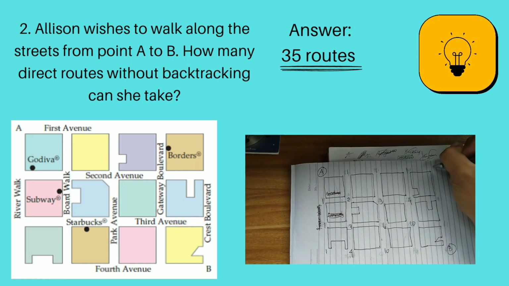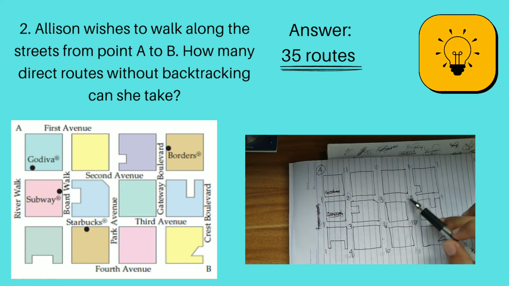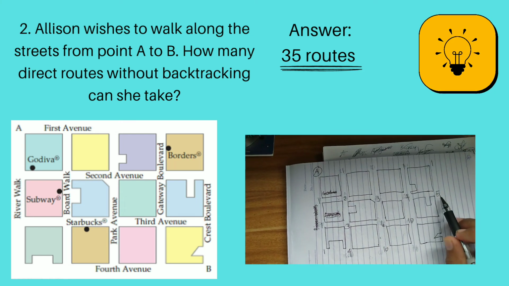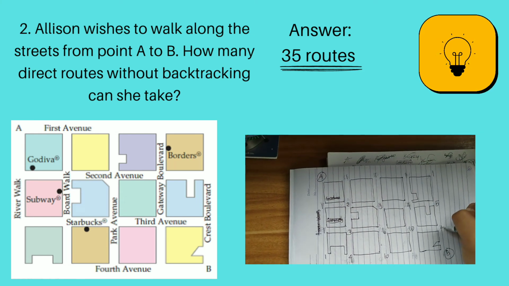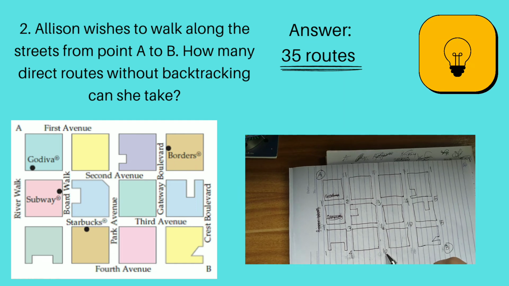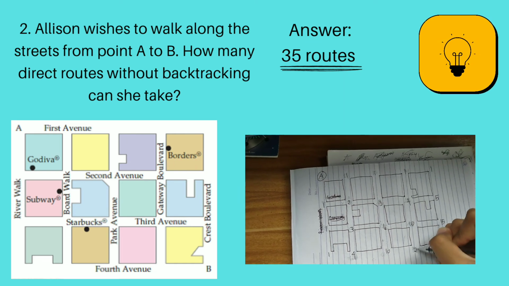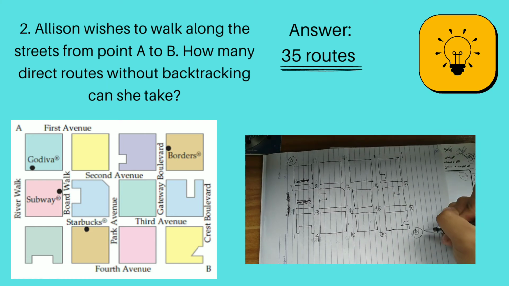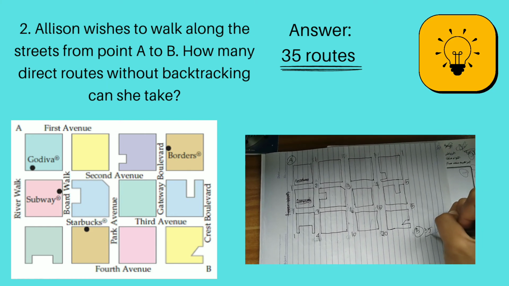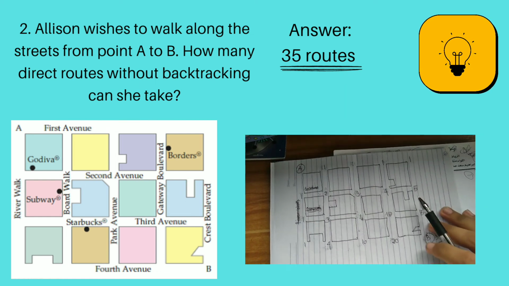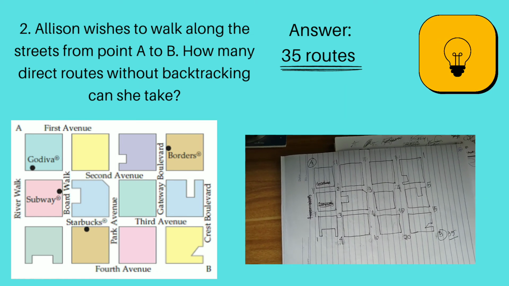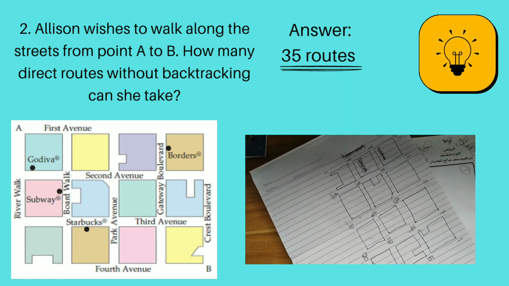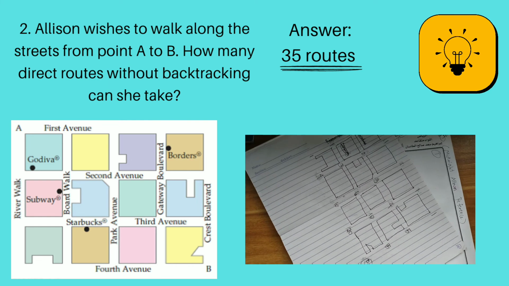So this is also the edge. And then 4 plus 1 is equal to 5. 10 plus 5 is equal to 15. Then 10 plus 10 is equal to 20. And the last addition, 15 plus 20 is equal to 35. So that is the answer, 35. And as you can see, the city map, when you flip it like this, looks like a Pascal's triangle.